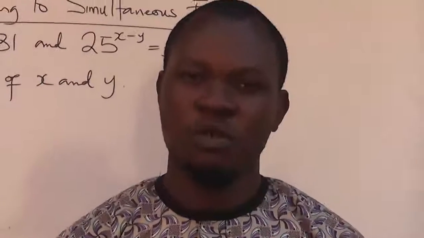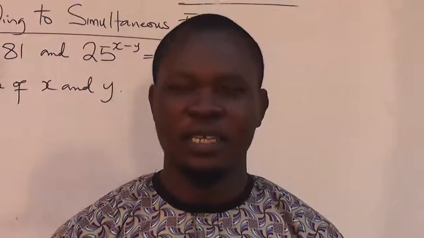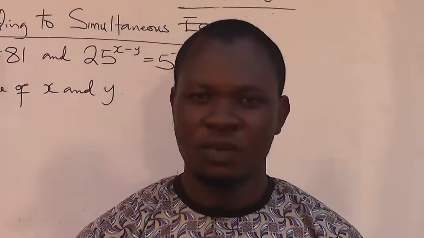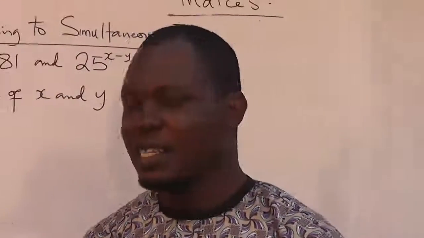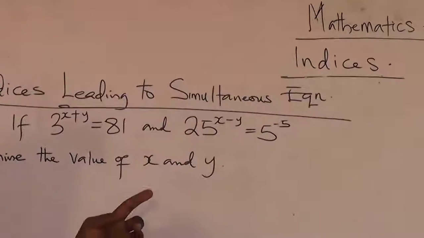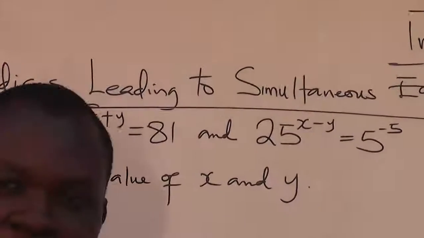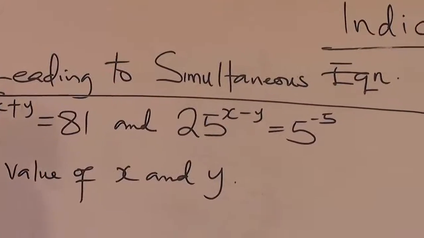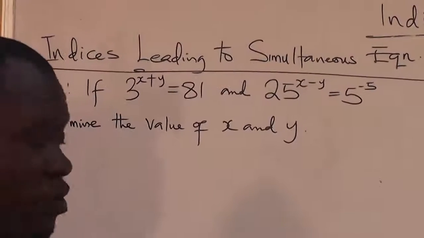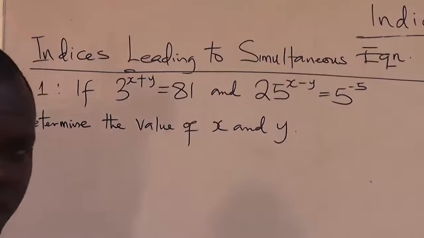And today we will be concluding the lesson we started on indices. Today we shall be looking at indices leading to simultaneous equation. Some indices can lead you to simultaneous equation, some can lead you to quadratic equation. So first we'll take the ones that lead to simultaneous equation. We have a question already on the board.